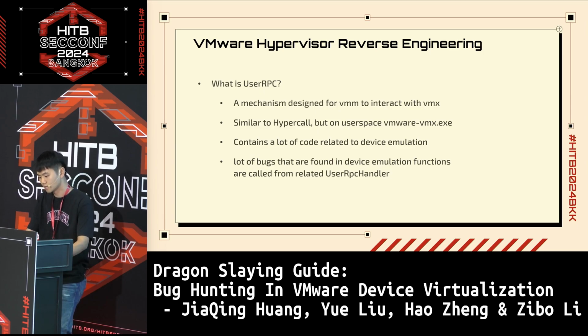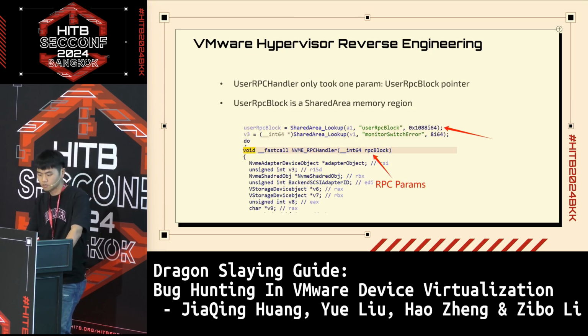It is a mechanism that VMware designed for VMM to interact with VMX on host. It is very similar to hypercall, but it is in user space. User RPC handler will only take one argument, which is the user RPC block pointer. User RPC block is a shared area memory region, which is another mechanism for shared data between VMX and VMM. So we want to know what is passed in the user RPC block.